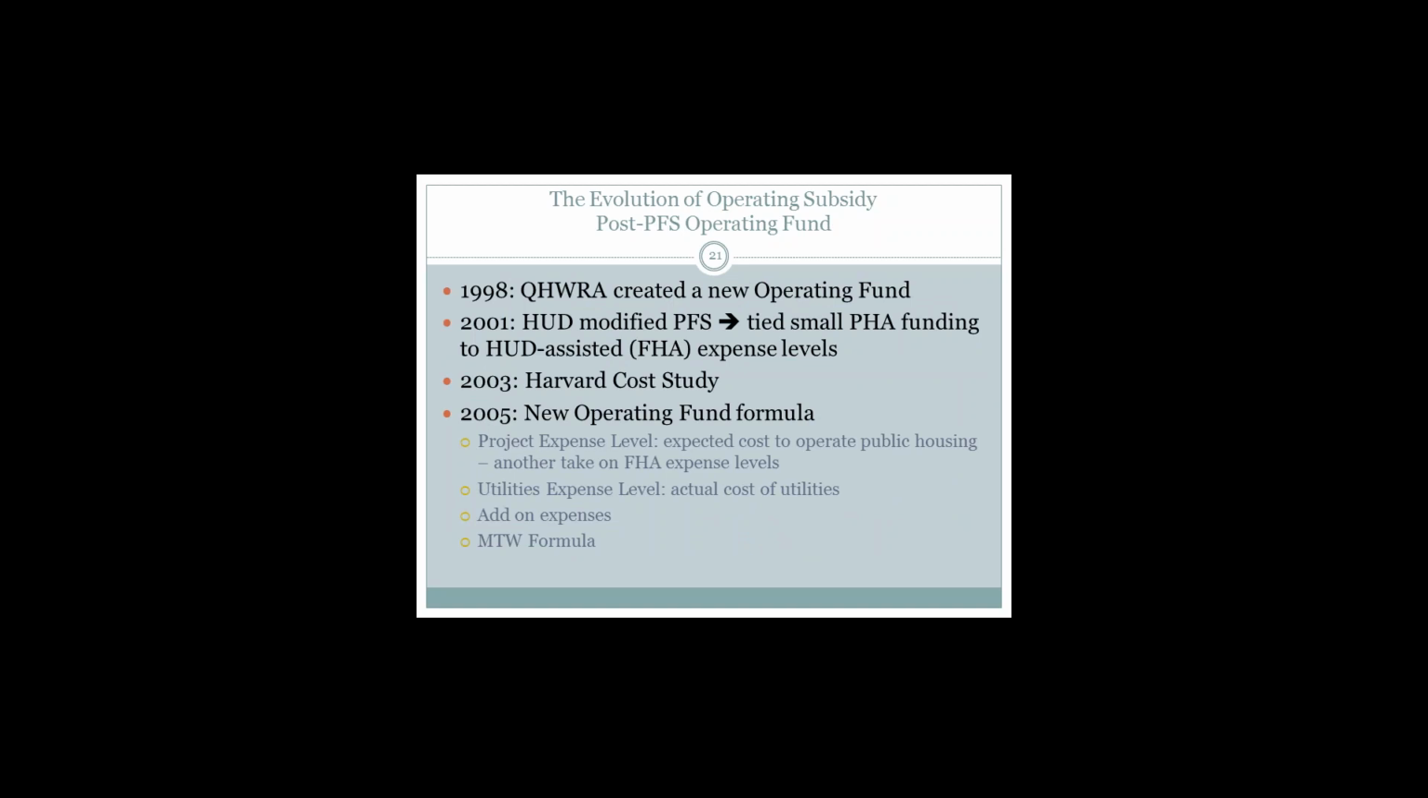In 2003, there was a Harvard cost study, which basically said we ought to be doing asset-based management for public housing during that time. And so as a result, in 2005, there was a new way to create the operating fund formula with the project expense level. There is a UEL, utilities expense level, which is the actual cost of utilities. There's a few add-on expenses, which they give for IT and audit costs. And then there's the MTW.